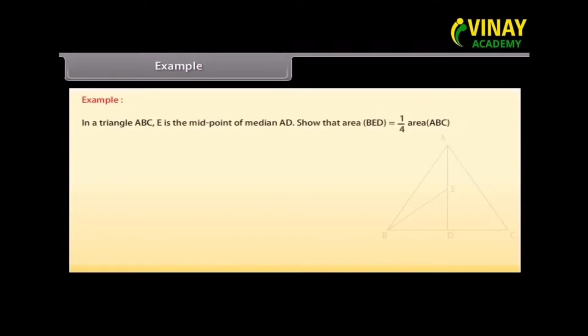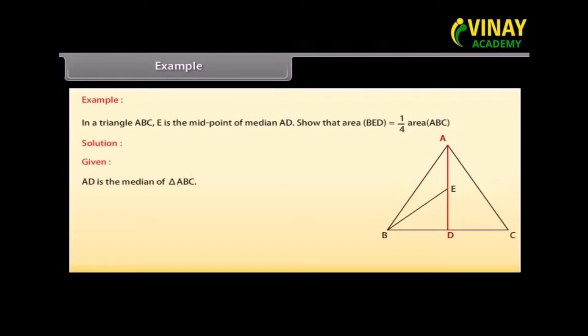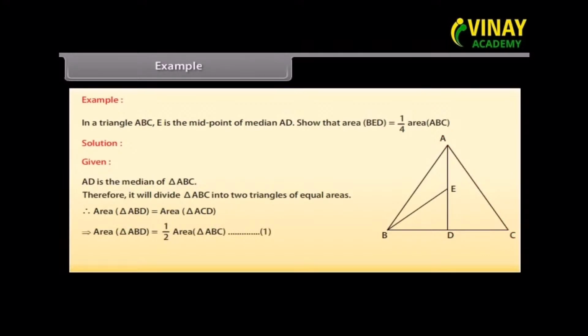Example. In a triangle ABC, E is the midpoint of median AD. Show that area BED is equal to 1 upon 4 area of triangle ABC. Solution. Given that AD is the median of triangle ABC, therefore, it will divide triangle ABC into two triangles of equal areas. Therefore, area of triangle ABD is equal to area of triangle ACD, which implies that area of triangle ABD is equal to 1 upon 2 area of triangle ABC.